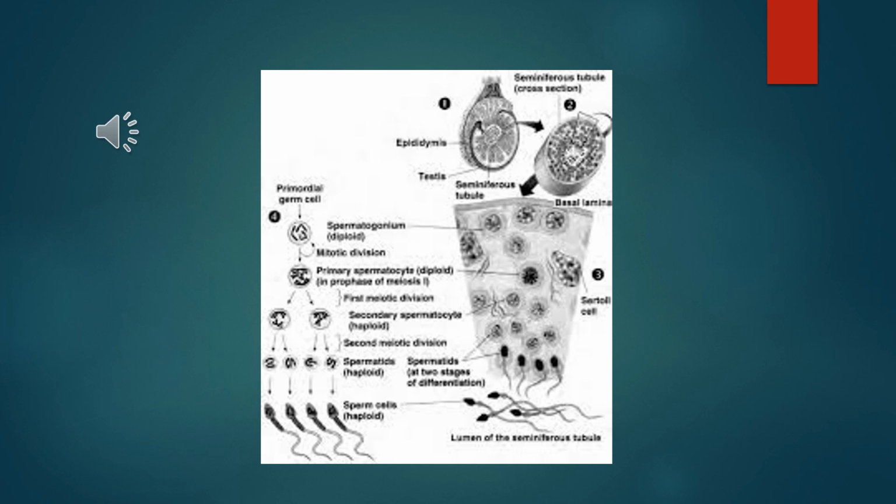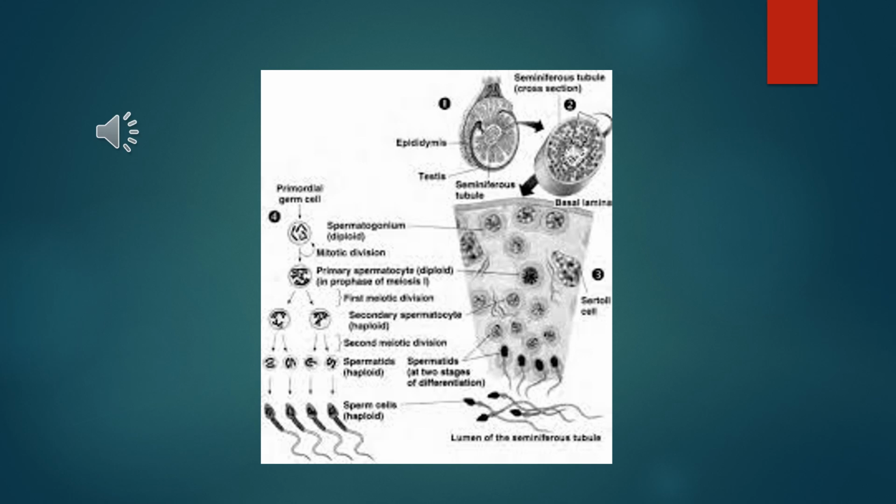To brush up your memory that you studied during embryology, we can see the primordial germ cell, that is spermatogonium. It is diploid in nature, and this spermatogonium undergoes mitotic division and produces the primary spermatocyte, which is also diploid in nature. This primary spermatocyte undergoes the first meiotic division and produces the secondary spermatocyte. Then there is reduction of chromosome number. So 2 haploid cells you can see here.